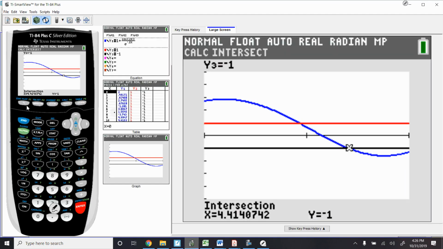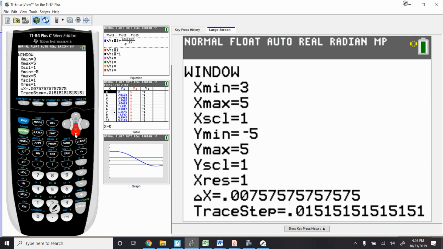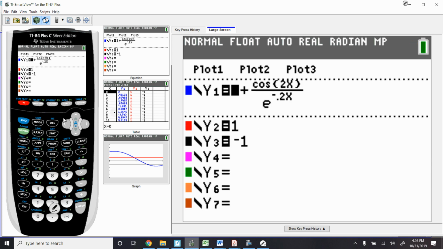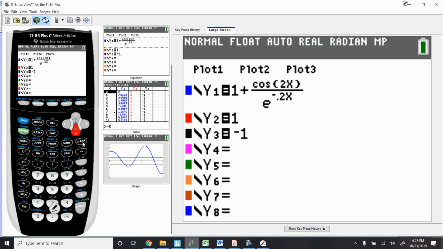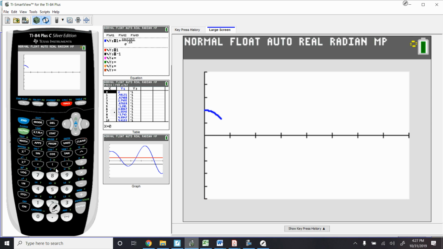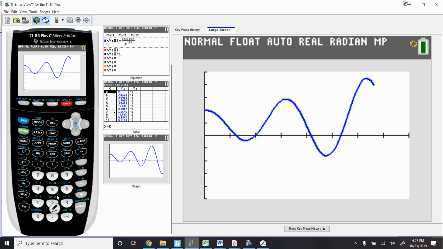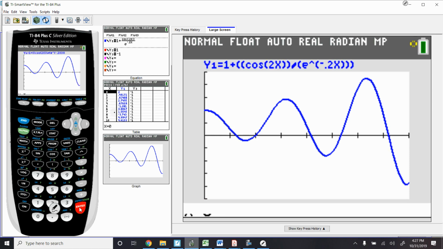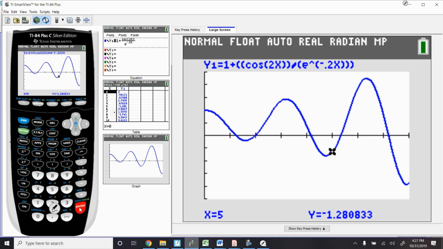By the way, now I can stretch my window out a little bit. I just need to include 5. I'm also going to get rid of these other two lines because they're kind of messing with my head. I'll delete them. Okay, and now I can trace 5 to figure out the v of 5. Every time you switch windows, it has to regraph, so it can take a little bit of time. So I want to trace 5 for v of 5. And v of 5 is negative 1.281.